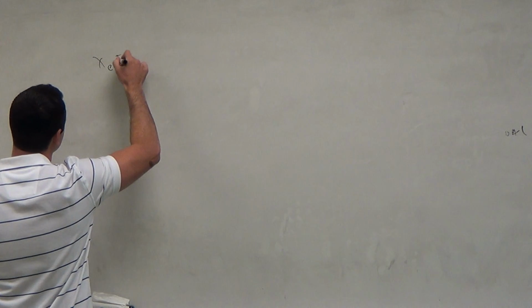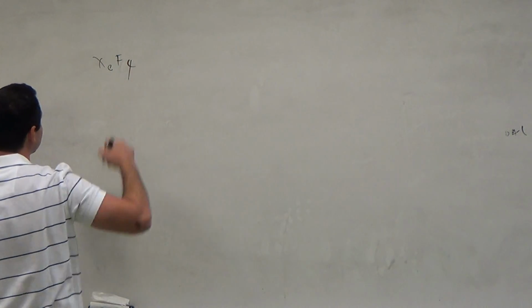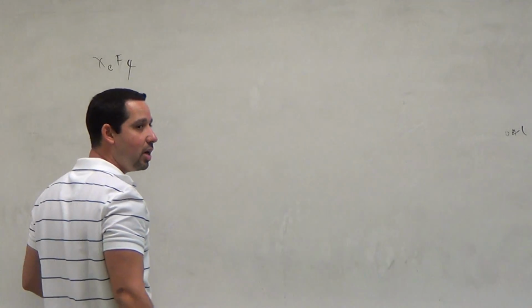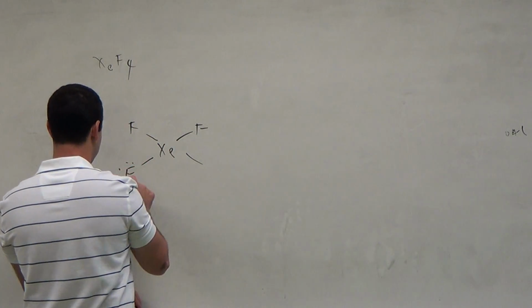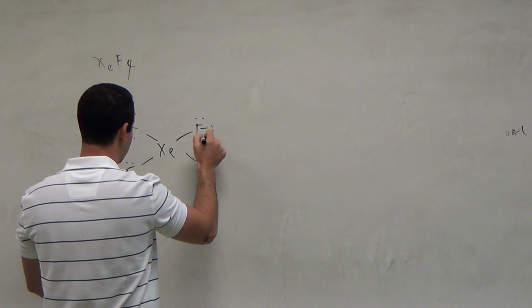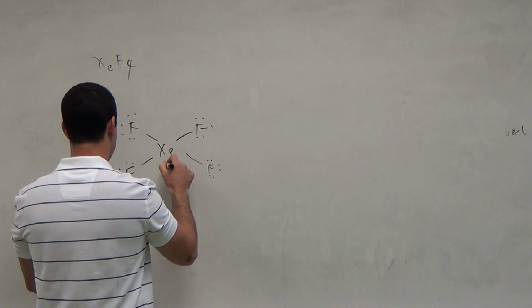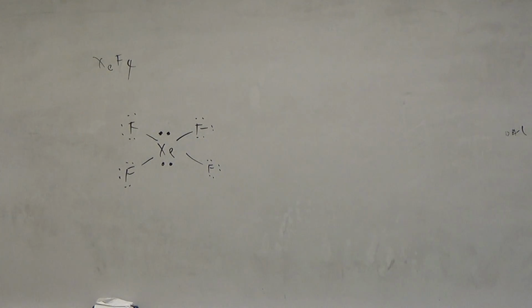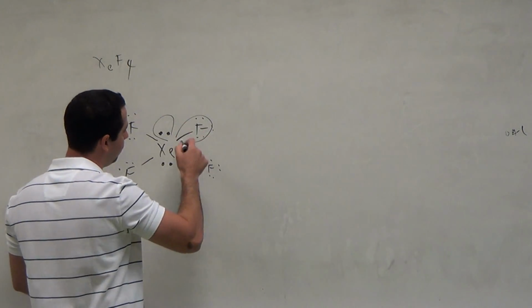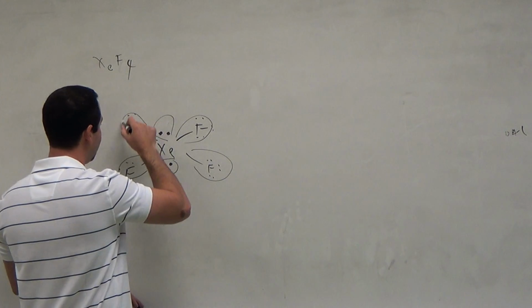Okay, so subdivisions of octahedral are octahedral and square planar. The next one is XeF4. What's XeF4? Xenon has 8 electrons and fluorine has 7 each, times 4. So, how many electron groups does this have? 1, 2, 3, 4, 5, and 6.